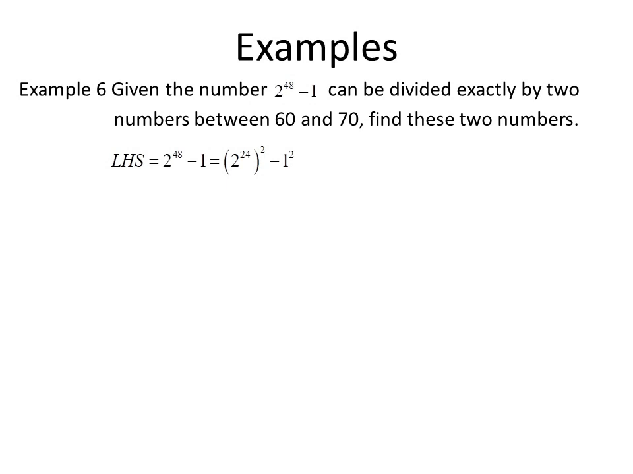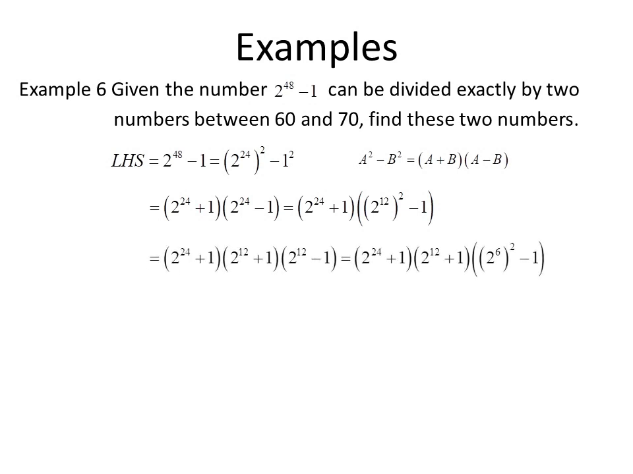Now 2 to the 48 can be expressed as (2 to the 24) squared, as shown on the screen. Then we recall the difference of two squares and continue to factorize it. Again, 2 to the 24 can be expressed as (2 to the 12) squared. We go down this path to repeatedly apply the formula of the difference of two squares and factorize this large number to the form shown in red color on the screen.